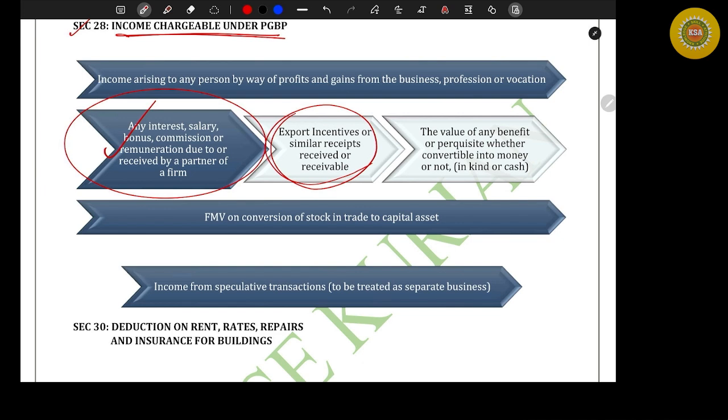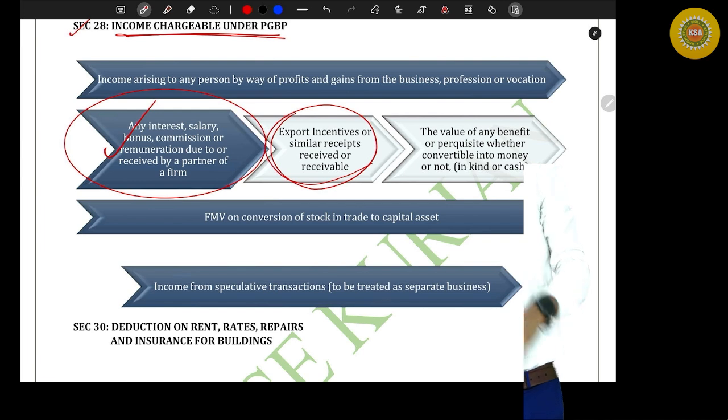What is notional income? Not real, but the department says consider it as your income. We know it is not your real income, but consider it as your income. So you have to tax that fair market value as income under 28. And the same fair market value you can show as your actual cost of the capital asset, and on that same FMV you can claim depreciation from today onwards.